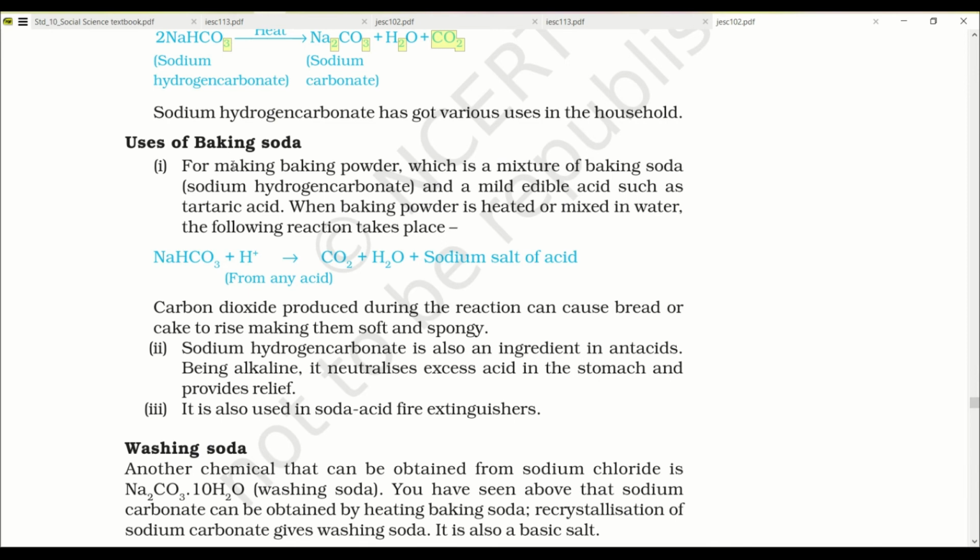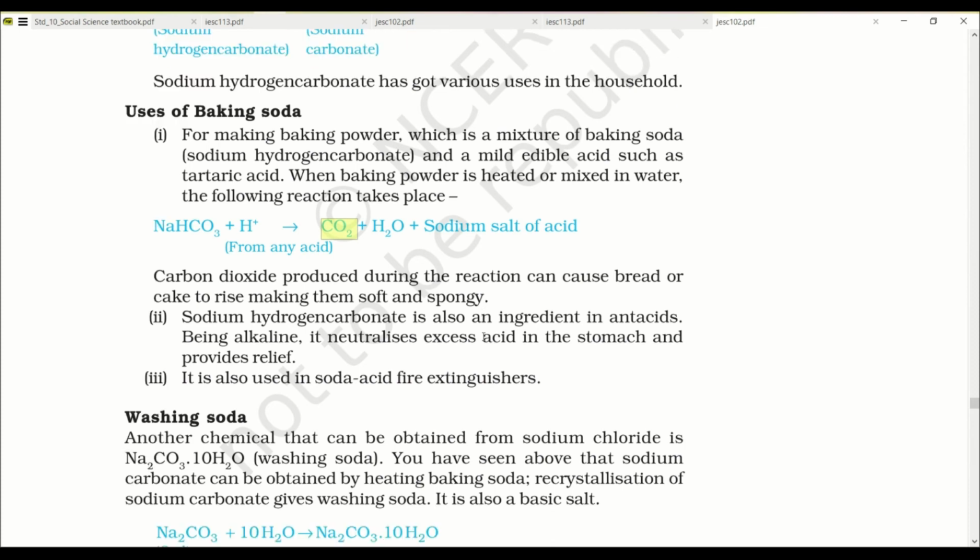Uses of baking soda. For making baking powder, which is a mixture of baking soda and a mild edible acid such as tartaric acid. When baking powder is heated or mixed in water, the following reaction takes place. NaHCO3 plus H+ gives carbon dioxide gas, water and sodium salt of acid. So, when we use baking soda for baking bread, it becomes spongy due to the presence of carbon dioxide gas. Carbon dioxide gas produced during the reaction can cause bread or cake to rise, making them soft and spongy.